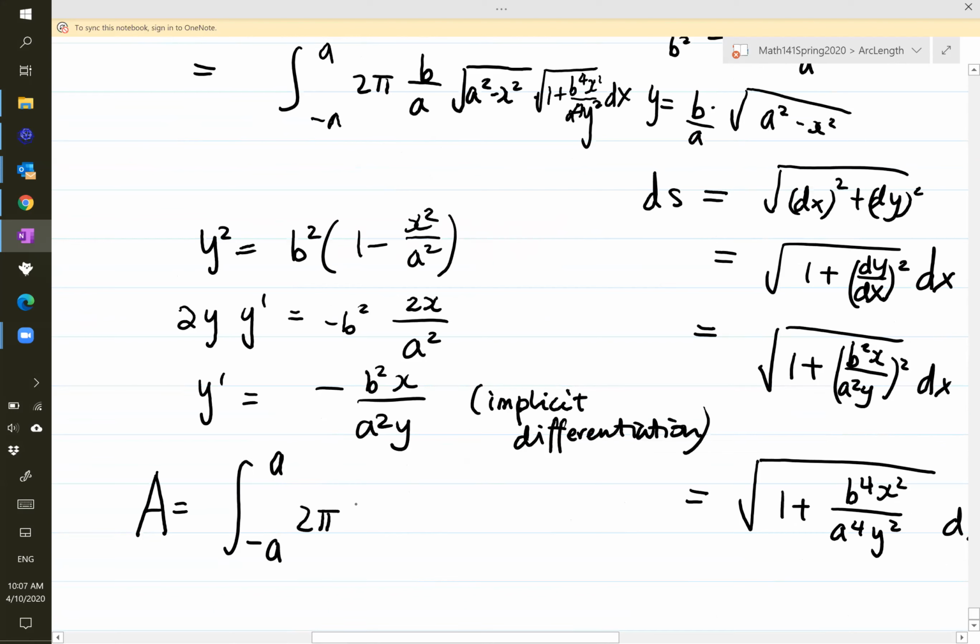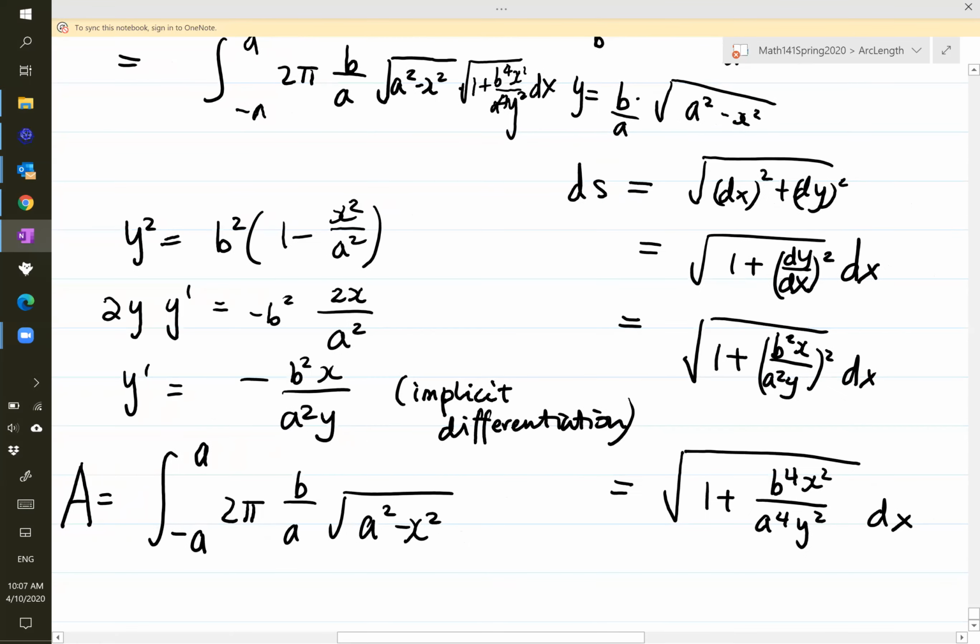Now all this you can factor out, b times a squared minus x squared. Now y squared, you can substitute y squared. It's complicated now. So if you factor out a power 4 y squared, then what you get is a squared of y.